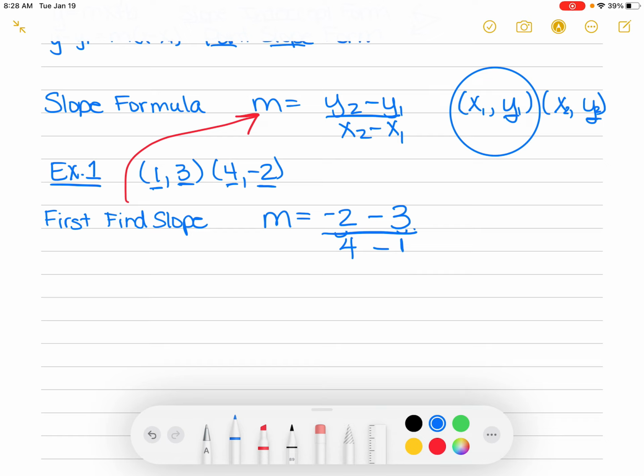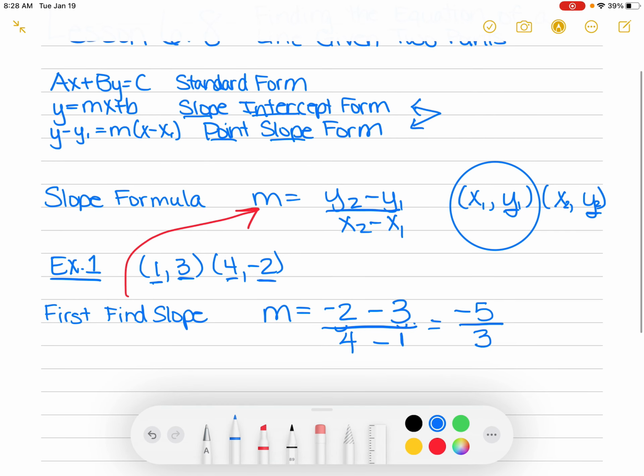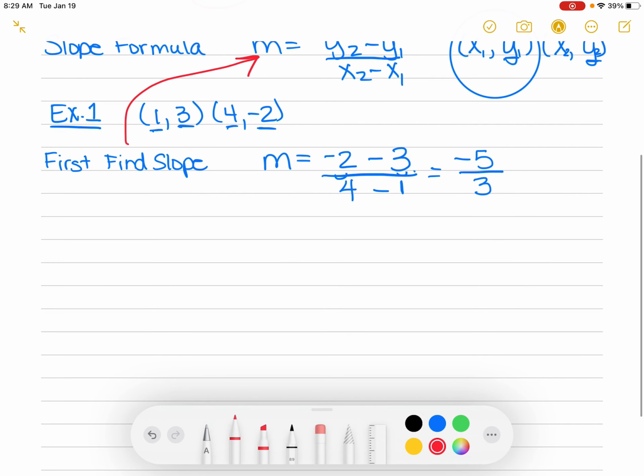Okay, now I can solve this. I can put this into my calculator and do negative 2 minus 3, and you would get negative 5. And 4 minus 1 is 3. And so that's my slope, negative 5/3. That's what I want to find first, is my slope. And now I have a point and I have a slope. So I'm going to go up here and say, well, I have a point and I have a slope, so this is the formula I'm going to use. Okay, so let's go back down here and I'm going to write that formula out.